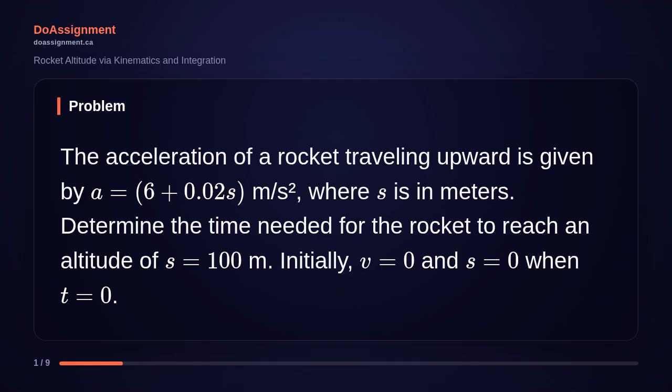Here is the problem. The acceleration of a rocket traveling upward is given by a equals 6 plus 0.02 s in meters per second squared, where s is in meters. Determine the time needed for the rocket to reach an altitude of s equals 100 meters. Initially, v equals 0 and s equals 0 when t equals 0. Now let us work through the solutions step by step.